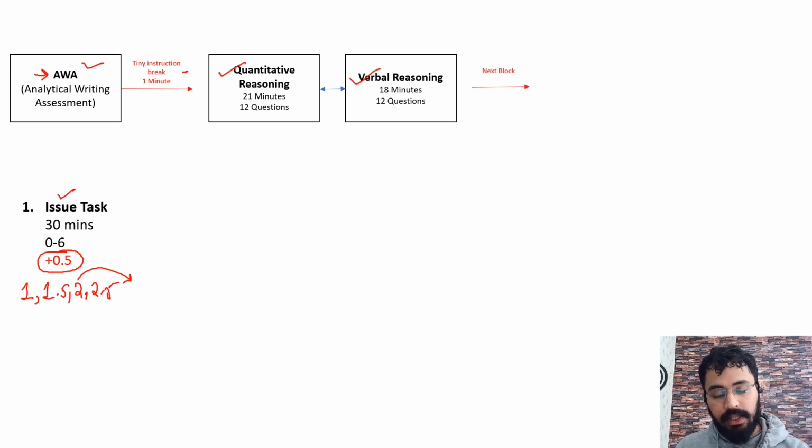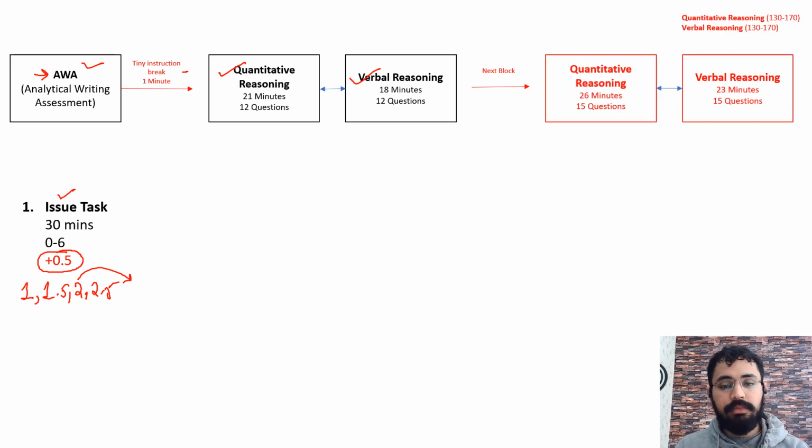Then you will again have a teeny tiny break, and the next block, I call it the next block because it has a different number of questions. This time around, each quant and verbal will have more questions, 3 extra questions, and the total number of questions would be 15. One thing that I would like to mention is that both the quantitative reasoning and the verbal reasoning sections are scored on a scale of 130 to 170. So 130 on the GRE is basically a 0, right?